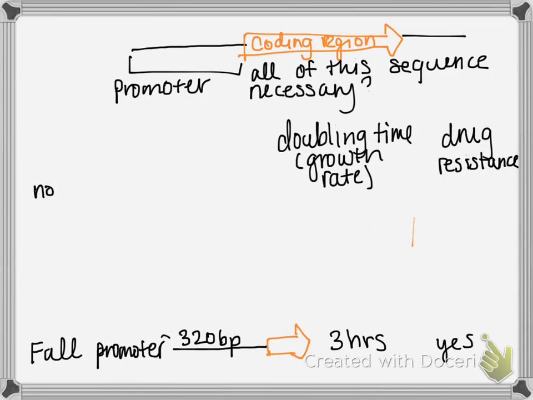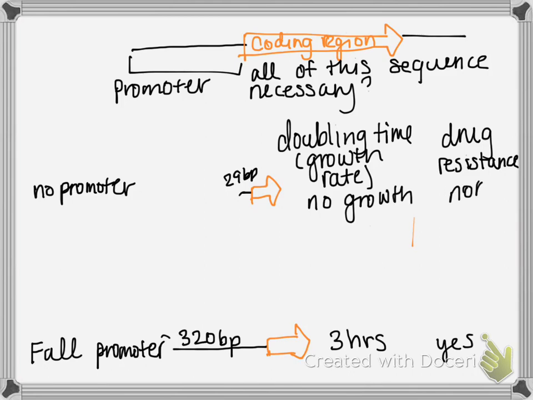On the other end of the spectrum, if there was no promoter, basically just 29 base pairs upstream, the yeast did not grow, and so then they were also not drug resistant. So we know that there are important sequences in there between the 300 base pairs and 29 base pairs. Now, the researchers made slightly bigger and bigger constructs to try to map what the important activator domains are.